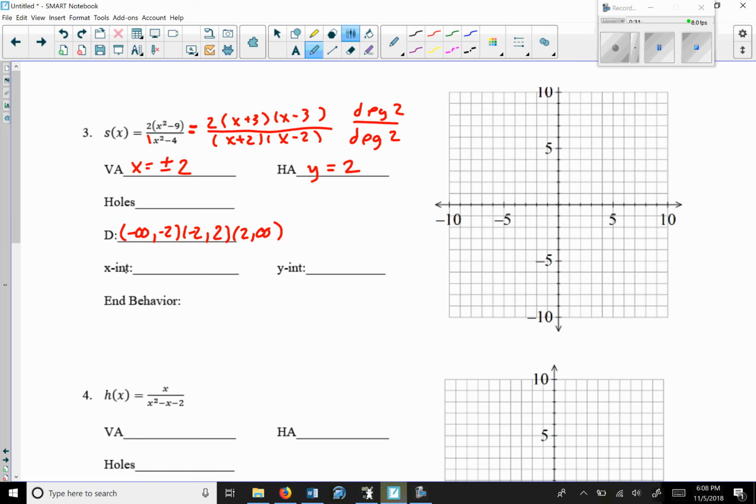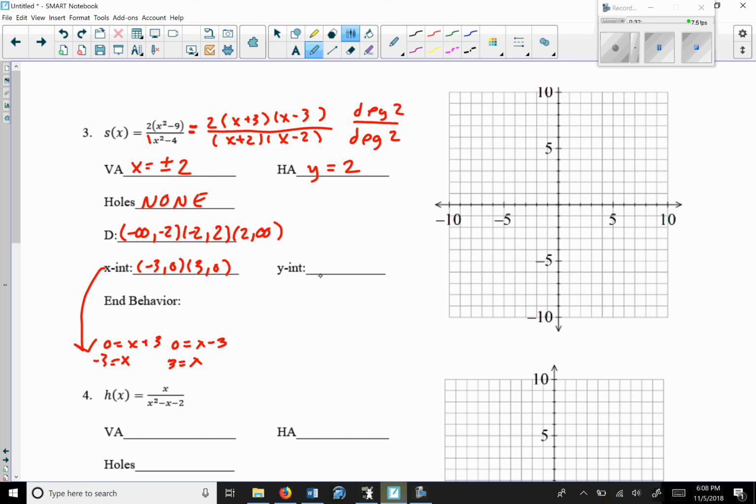My x-intercepts, remember, are zeros of the numerator. So if I solve the zeros of the numerator, I'm just going to do that down here. I have 0 equals x plus 3, and 0 equals x minus 3. So x is equal to -3 and 3. So my x-intercepts are (-3, 0) and (3, 0). In this case, because I don't have any common factors between the numerator and denominator, there are no holes.